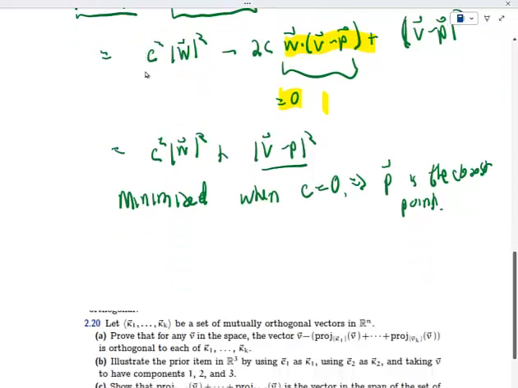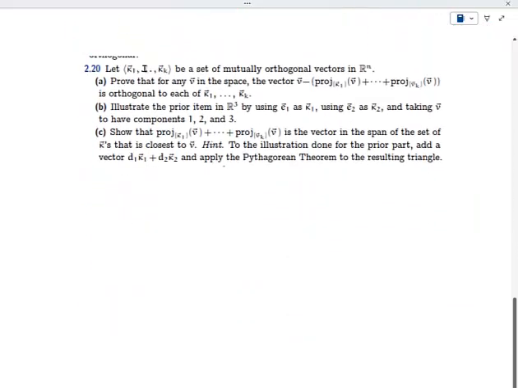Okay, so let me do a similar problem from this next section, which is kind of a generalization of the one that we just did. All right, so this one says, let K1 through Kk be a set of mutually orthogonal vectors in Rn. Prove that for any v in the space, the vector v minus the projection of v onto each of those individual basis vectors is orthogonal to each of the vectors. Okay, so let's start there, and we'll go on.